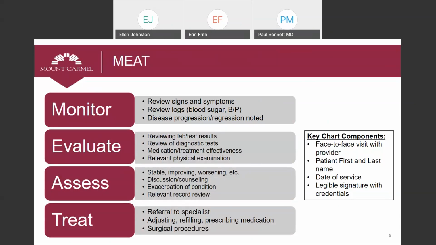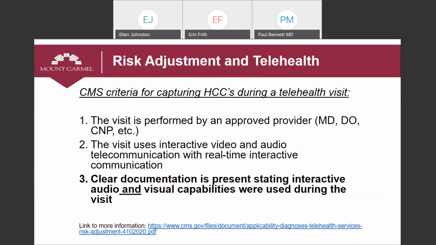As telehealth is becoming more frequently used with the Medicare Advantage population due to COVID-19, it is important to note which modes of telehealth communication are acceptable for risk adjustment and closing HCC gaps. In order for a telehealth visit to be eligible for risk adjustment, the visit must take place with real-time audio and video capabilities by an approved provider for risk adjustment, such as an MD, DO, PA, or CNP.